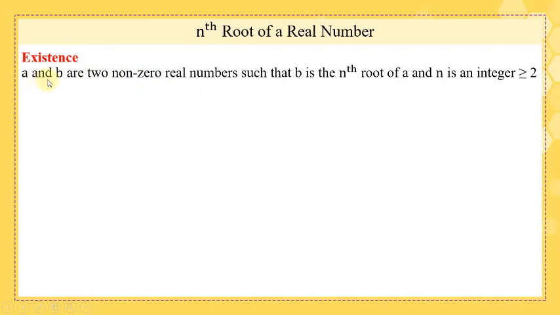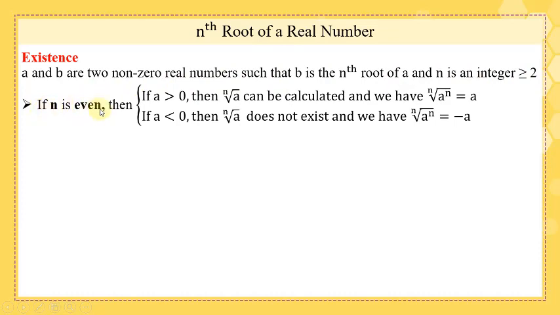Existence: a and b are two non-zero real numbers, such that b is the nth root of a, and n is an integer greater than or equal to 2. If n is even, then if a is positive, nth root of a can be calculated, and we have nth root of a to the power n is equal to a. If a is negative, then nth root of a does not exist, and we have nth root of a to the power n is equal to minus a.